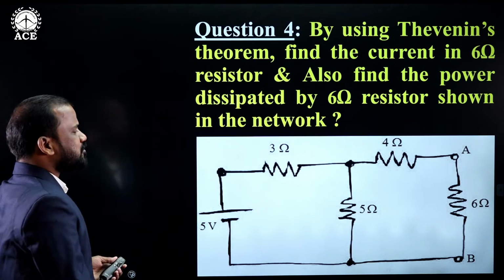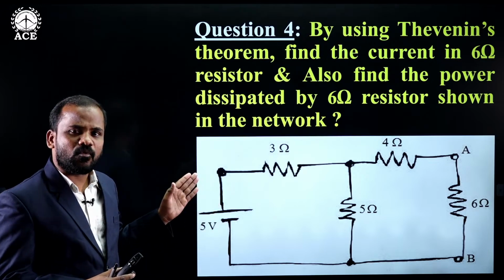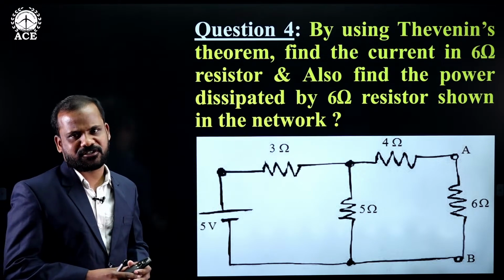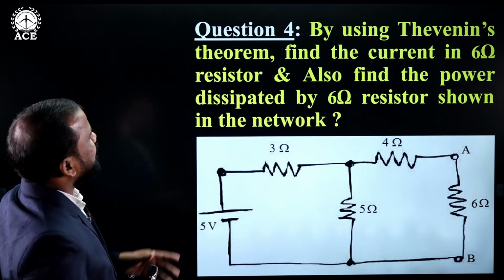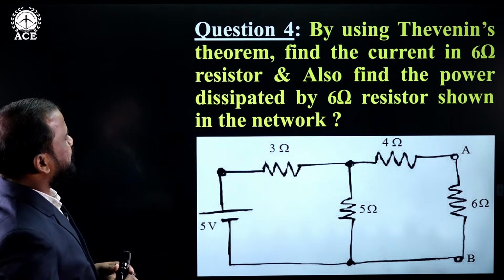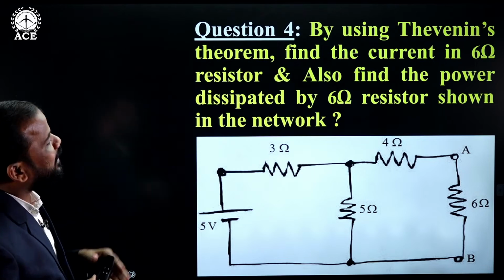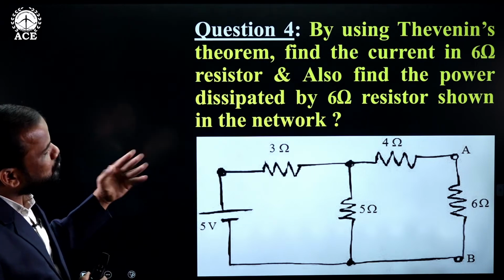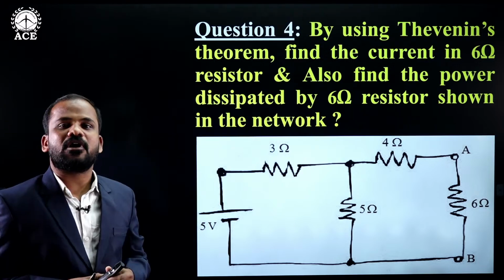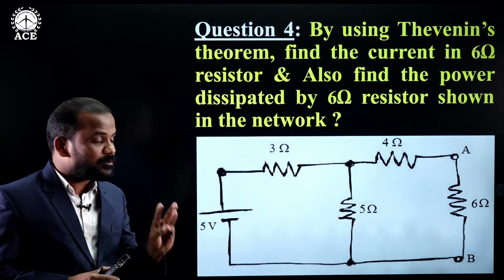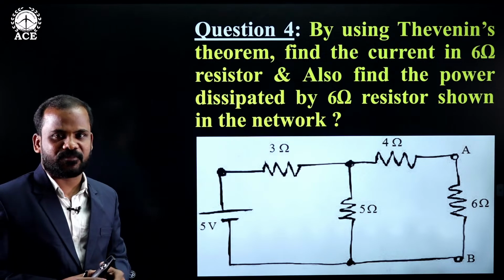Okay. So this is also directly taken from the end examination and is most important and most of the time repeated in the end examination. Now what is the question? Read once. By using Thevenin's theorem, find the current in the 6 ohm resistor and also find the power dissipated by the 6 ohm resistor shown in the network. So again the same question: find the power dissipated by the 6 ohm resistor in the given network by using what? Thevenin's theorem.